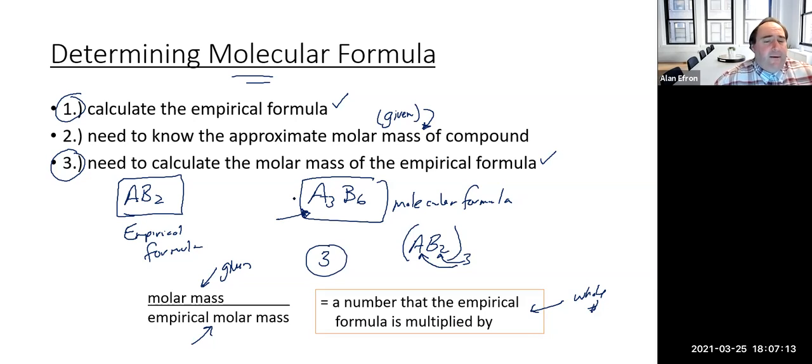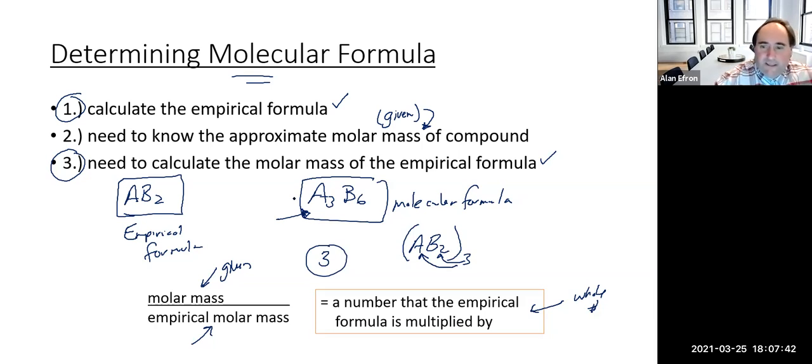So if you need to calculate the molecular formula, you have to first calculate the empirical formula if it's not given to you. You then need to figure out the molar mass of the empirical formula. You need to divide the molar mass of the compound, which is given to you in the problem, by the molar mass of the empirical formula, and then get your factor by which you should multiply the empirical formula. Any questions on that one there?